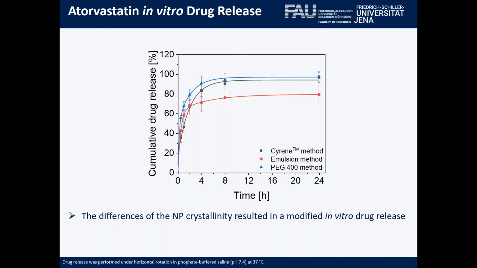So the question is now, why are the crystallinity and the glass transition temperature so important for us? The answer is that they have a huge impact on many nanoparticle properties, like the in vitro drug release, as well as the degradation of the nanoparticles. And therefore, we investigated the in vitro drug release, and what we found was that nanoparticles prepared by the PEG 400 method, here in blue, have the fastest drug release of all three methods. And the emulsion method has the slowest drug release.